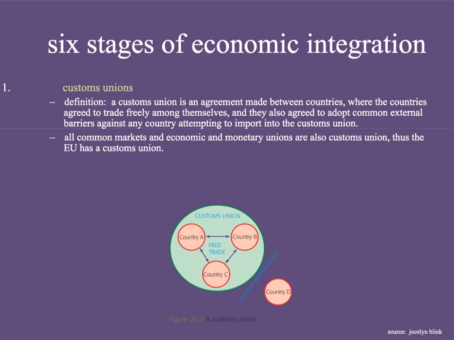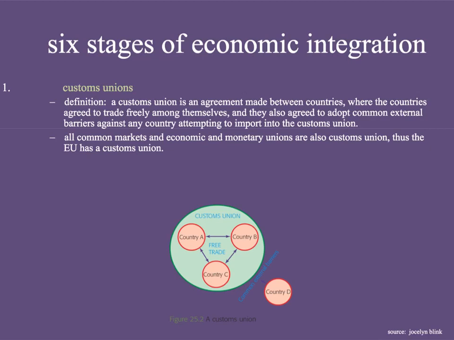The next stage, or the third stage of economic integration, is a customs union. And a customs union is an agreement made between countries where the countries agreed to trade freely among themselves, and they also agreed to adopt common external barriers against any country attempting to import into the customs union. So all common markets and economic and monetary unions, which are the next stages of integration, are also customs unions, and therefore the EU is a customs union.